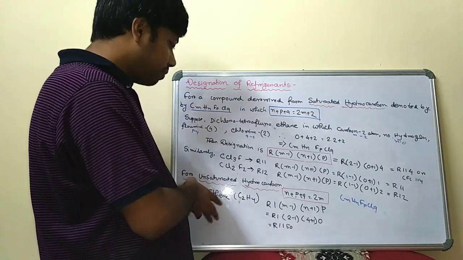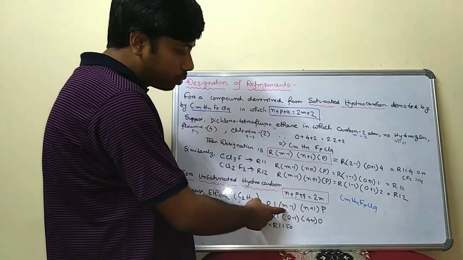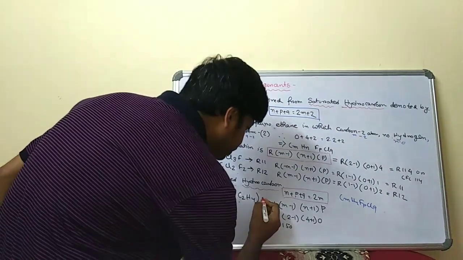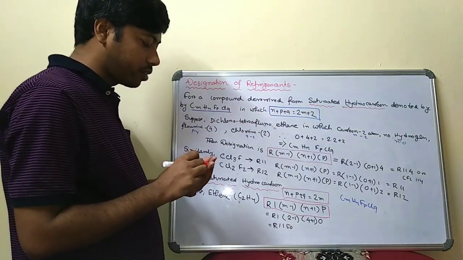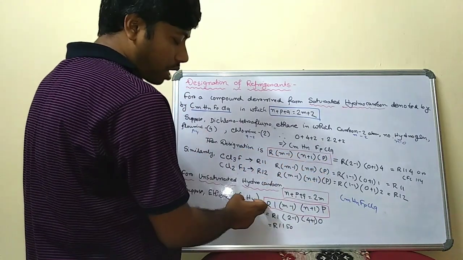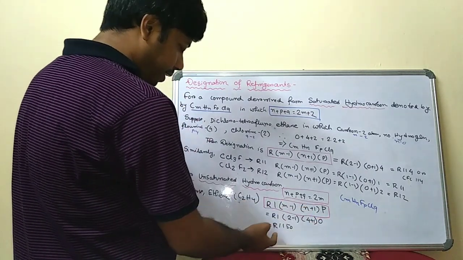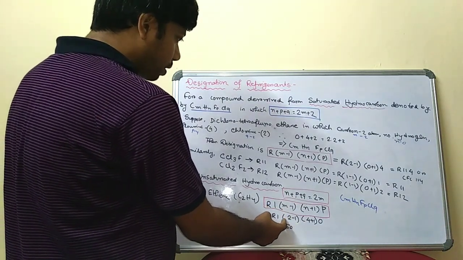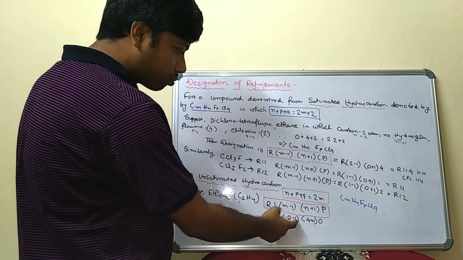Now, if this is an unsaturated hydrocarbon, then you can designate the refrigerant as R1, M minus 1, N plus 1, P. This is the designation of refrigerant for unsaturated hydrocarbon. For saturated hydrocarbon, it is R, M minus 1, N plus 1, P. For unsaturated hydrocarbon, it is R1, M minus 1, N plus 1, P. The value of M means the carbon atoms, and for ethene, carbon is 2, so 2 minus 1.